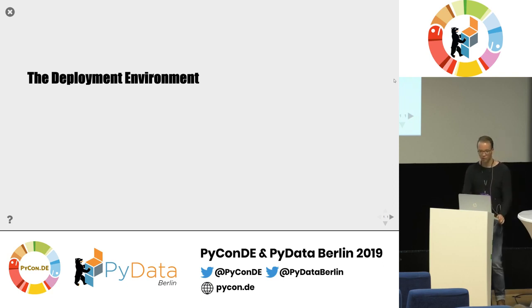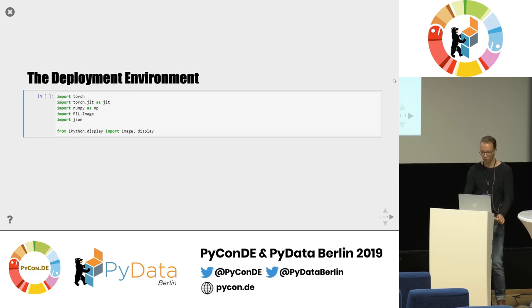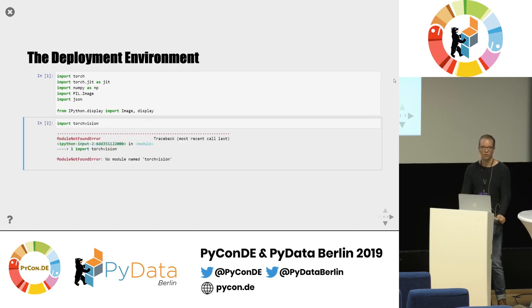For the deployment environment, again, we are going to import some stuff. We're going to import Torch, the JIT, NumPy, and all the stuff we need for deployment. As you can see here, we're not importing Torch Vision. The reason is that Torch Vision is not even installed in this environment. Torch Vision contains the code for our network, and we maybe don't want to have the code for our network on our deployment system. So it's not there, and we will see how it works out for all the ways we saved our models.